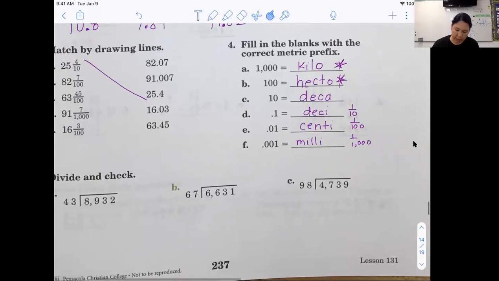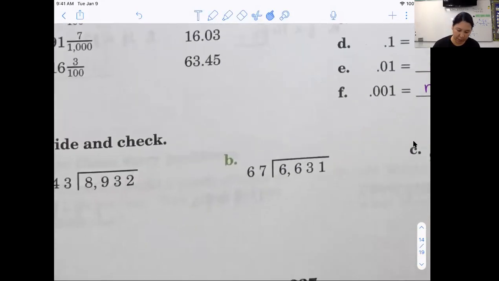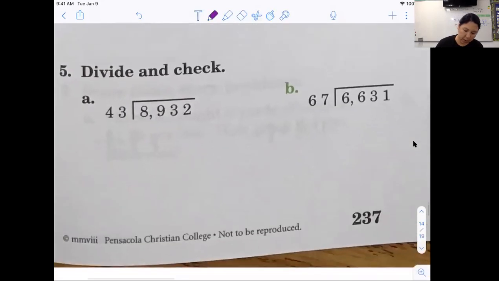Okay, let's do a long division together, and then you're going to do one by yourself. All right, so here we go. 43 into 8,932. Can 43 kids go into 8 desks? No. Can 43 kids go into 89 desks? I'm going to guess 2 because 40 plus 40 is 80, and that's close to 89. Let's see what it is exactly.